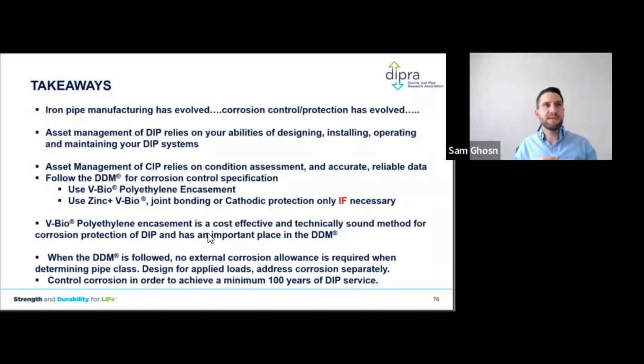In some cases, we might need zinc coating, bonded joints, and other corrosion control methods. And keep in mind, we design for 100 years of service. We want to achieve that service through proper corrosion control, installation, and asset management.